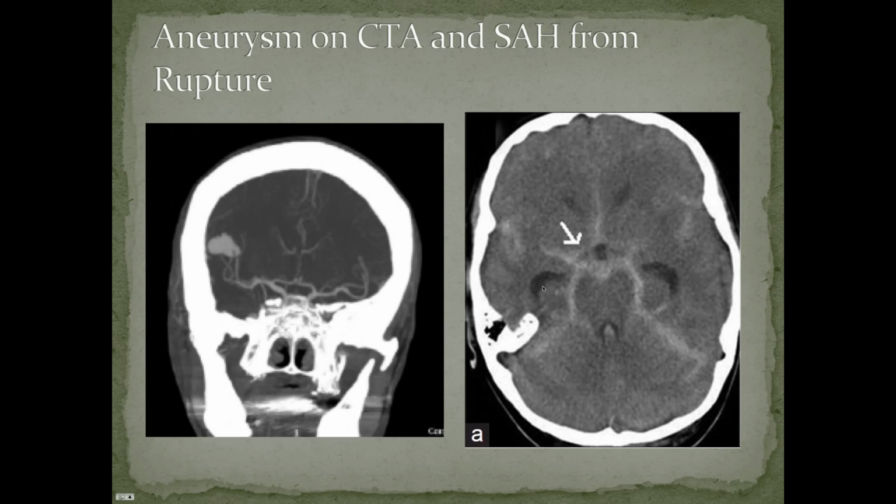Here on the right is a subarachnoid hemorrhage. As you can see here, it layers out blood in almost a circle of Willis type distribution. It just layers it out right here. This is a pretty classic CT scan appearance. And right here is what you would see if you had an aneurysm on a CT angiogram. You can see this here.